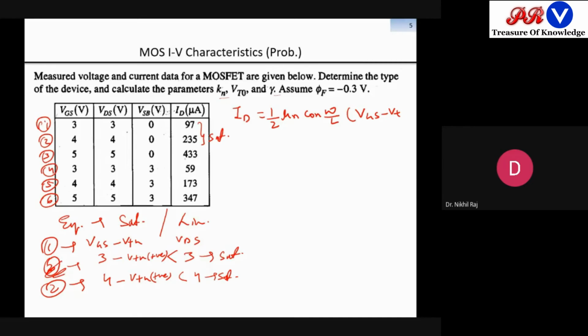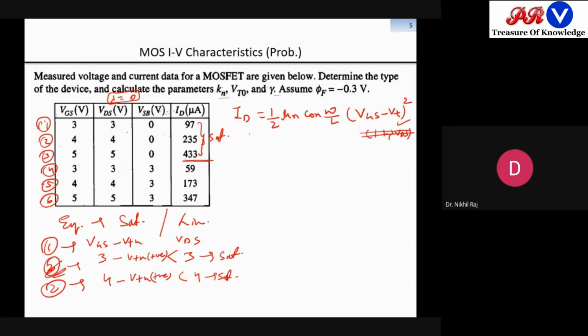So these two data we have analyzed. Even the third data is also in saturation. Remaining we are not analyzing. Just till here we can say 1, 2 and 3 data correspond to saturation current. So we'll write the saturation current expression. Here no information of lambda is given, so we assume lambda is 0. So we will not write 1 plus lambda VDS. There is no channel length modulation information given, so we will not write this value. So this is the expression.